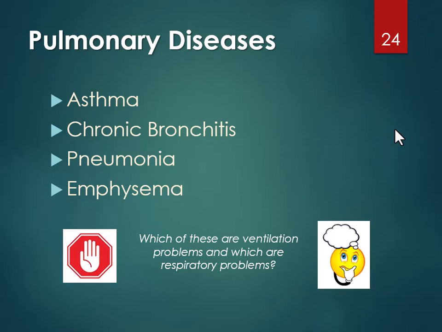Pneumonia is caused by a variety of different things, from fungus to bacteria to viruses, and it affects respiration. Emphysema is a destruction of the alveoli, and once you lose alveoli, air sacs, you don't get them back. Smoking is the #1 reason for emphysema, but exposure to other pollutants can also cause this. Okay. Again, which are ventilation and which are respiration problems. Pneumonia and emphysema are respiration, and asthma and chronic bronchitis are ventilation problems.